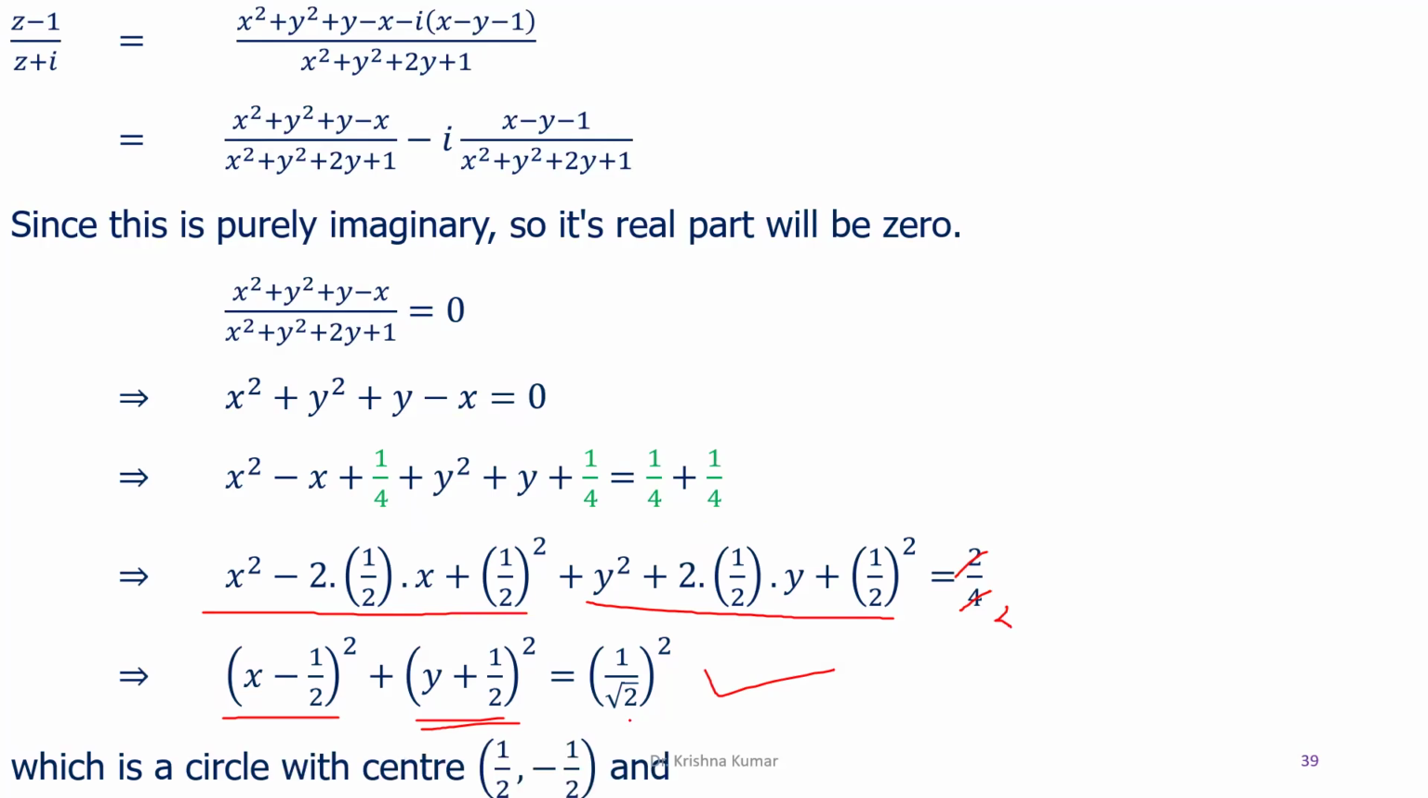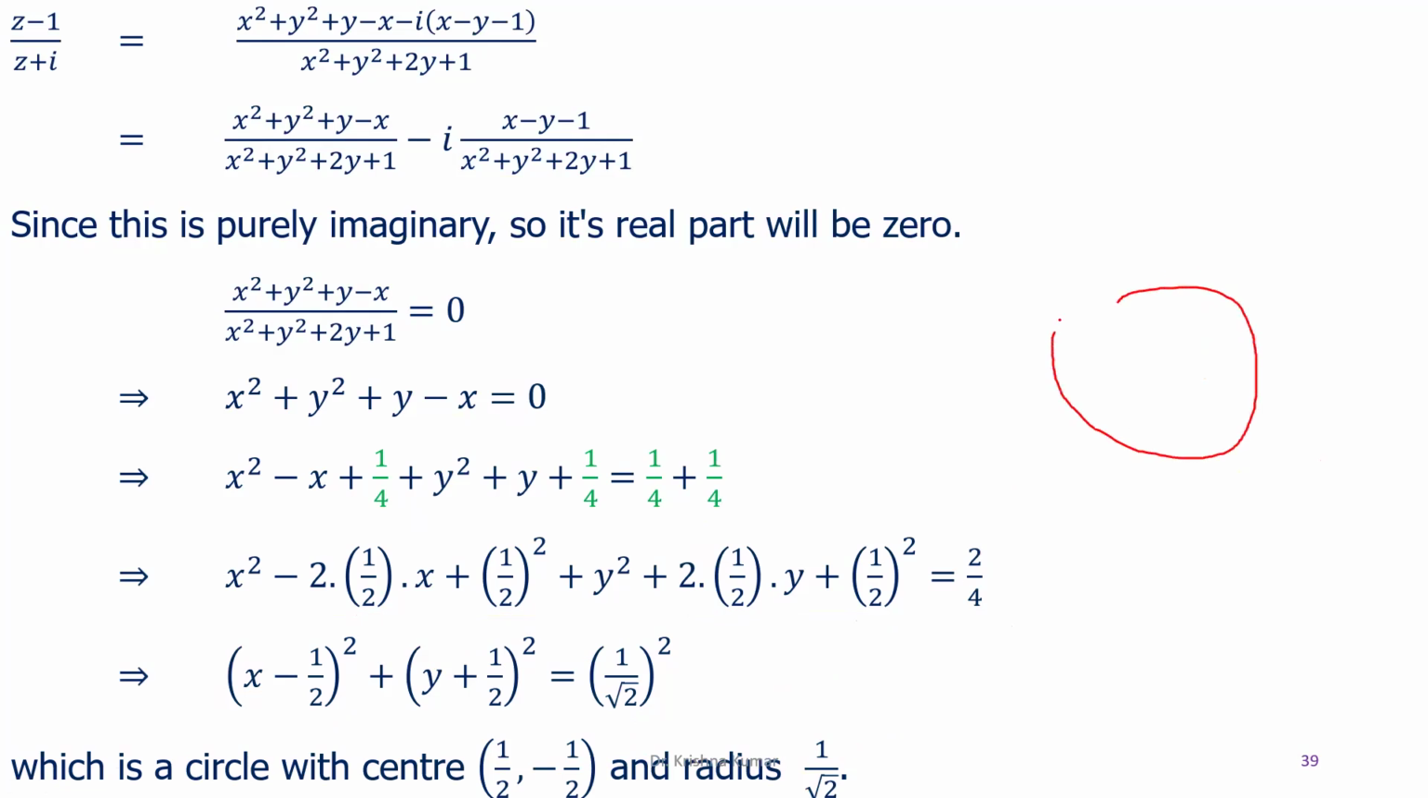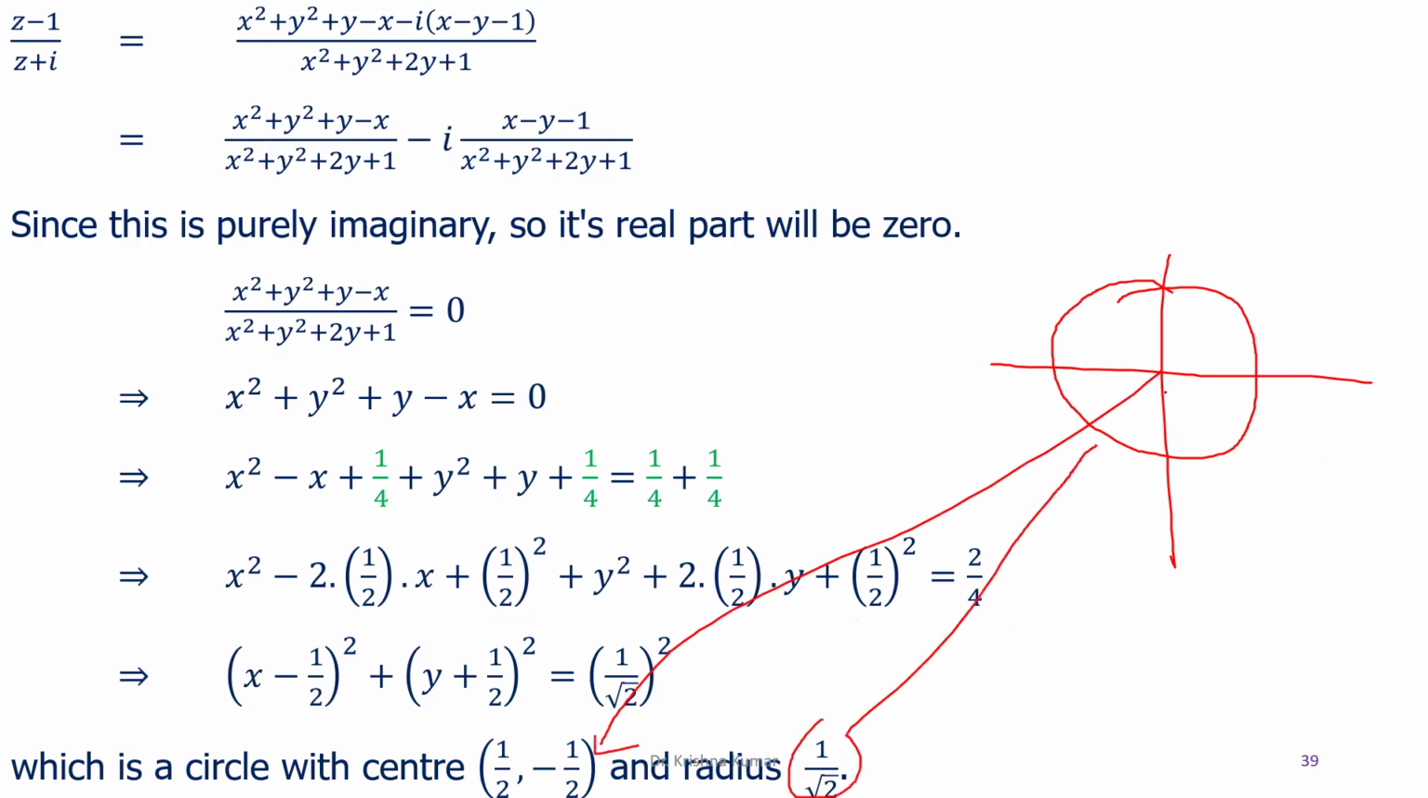So this is a circle with center (1 by 2, minus 1 by 2) and radius 1 upon root 2. So this is the circle whose center is (1 by 2, minus 1 by 2), and the radius is 1 upon root 2. Thank you.